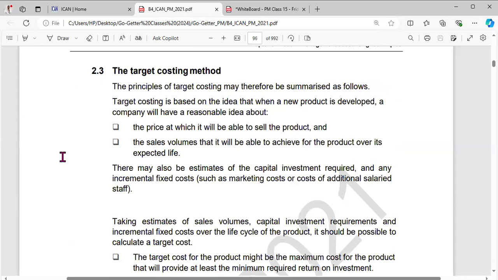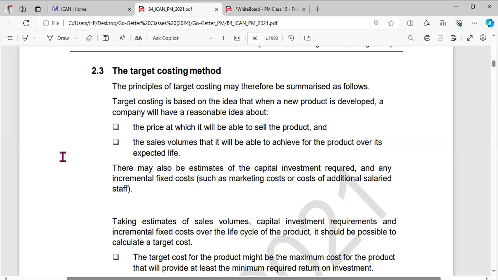So we've seen how it is done. So the principle of target costing, this is a summary here. Target costing is based on the idea that when a product is developed, a company will have a reasonable idea about the price at which it will be able to sell the product. So you don't produce the product first, then you determine the price, because that's what most people do. They will produce a product, and when it costs them a particular amount, they now add a markup and determine selling price.